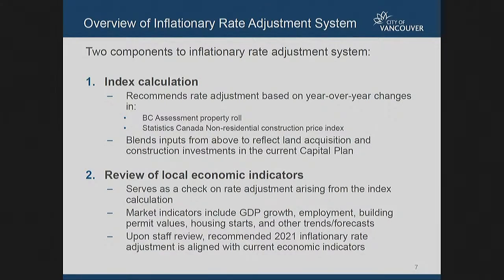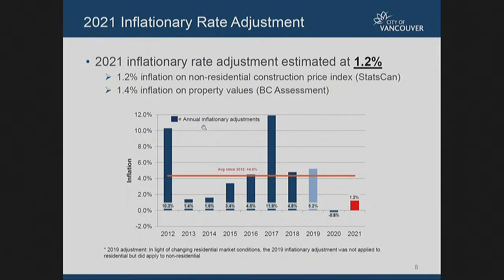The 1.2% inflationary rate adjustment is based on a 1.2% increase in the construction price index, as well as a 1.4% increase in property values. The graph below shows the historical inflationary adjustments over the years. Note in 2020, the city decreased rates by 0.8%, which was the first time rates were decreased. And in 2019, the rate increase only applied to the non-residential categories to reflect the weakening residential condo market at the time.